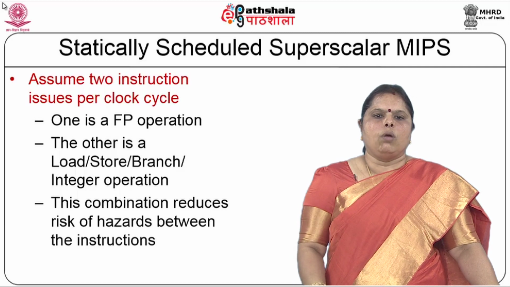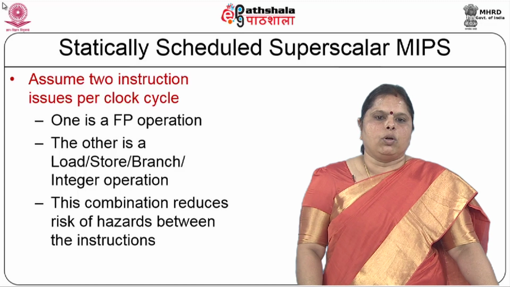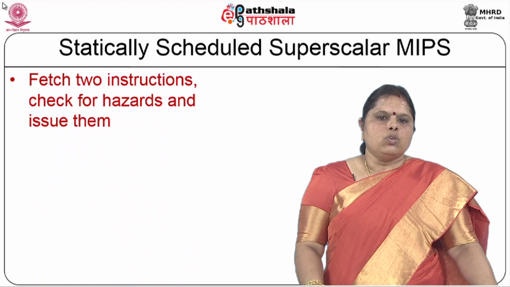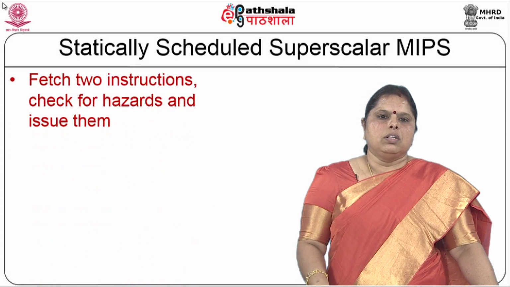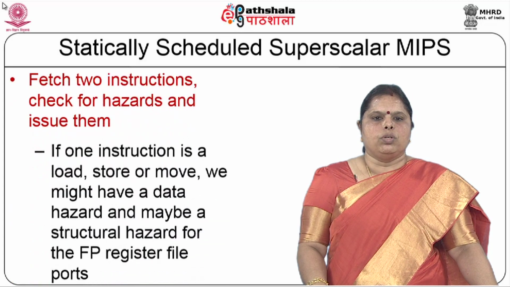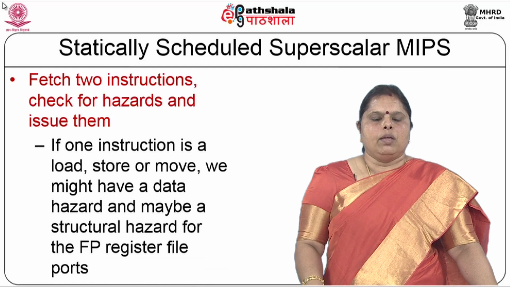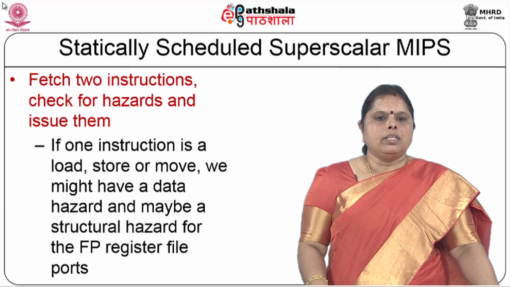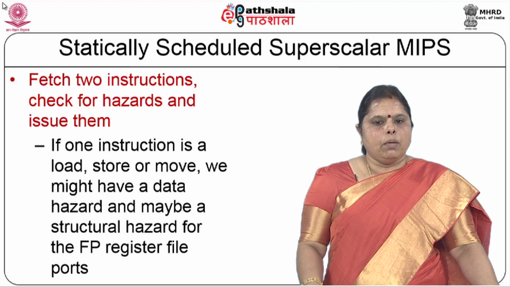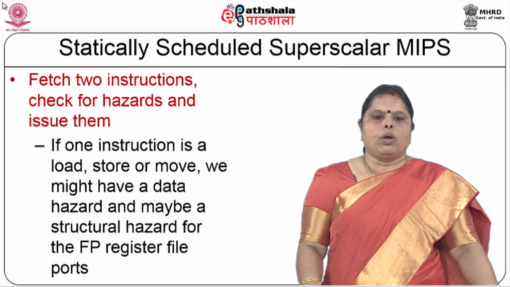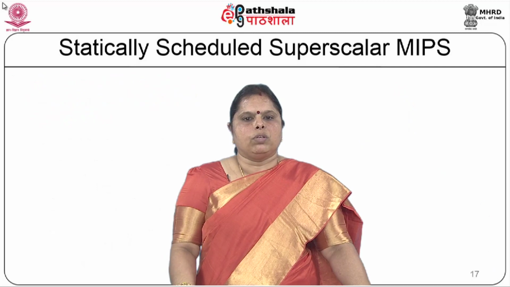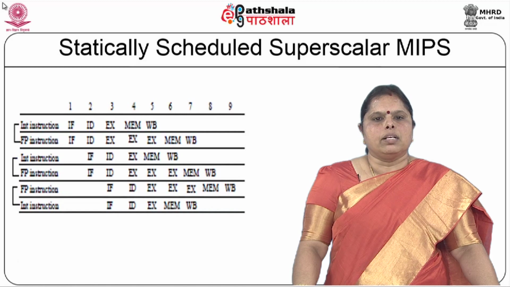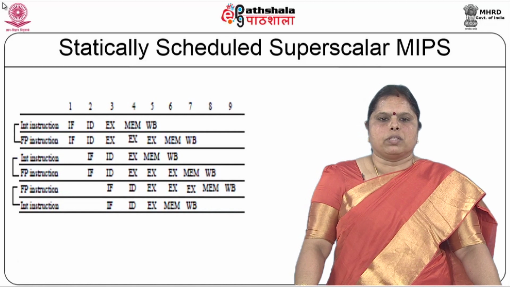So, that is why we normally look at a combination of a floating point operation and an integer operation. You fetch 2 instructions, check for hazards among these 2 instructions and issue them. If one instruction is a load, store or a move, we might have a data hazard and maybe a structural hazard for a floating point register file port, because both of them will try to access the same register port. So, this is an example of a statically scheduled superscalar MIPS.